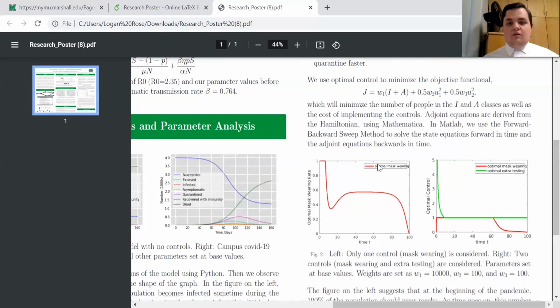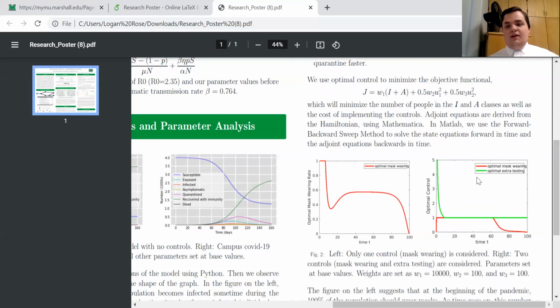So on the left, this just considers the first control, which was mask wearing. And on the y-axis, that is the optimal rate. So this is the percentage of people that need to be wearing masks. And then, of course, on the x-axis is just time. So at the very beginning of the pandemic, it is recommended that 100% of people wear masks. But as time goes on, this number can drop until eventually it levels out at about 60%.